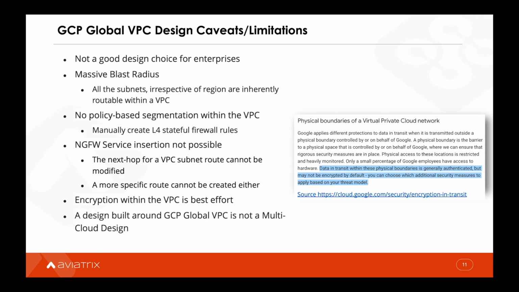The last point I want to highlight is that if you're building your architecture based on the global VPC, it's not a multi-cloud design, because the other clouds don't follow this model. So it's going to be very difficult for you to run and manage your VPC design in another cloud, because it's going to look very different than GCP.